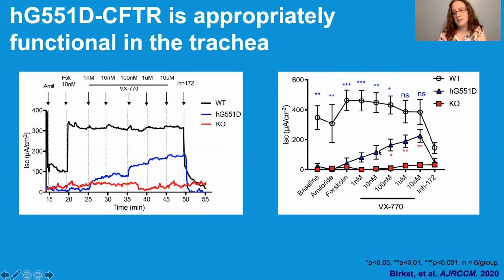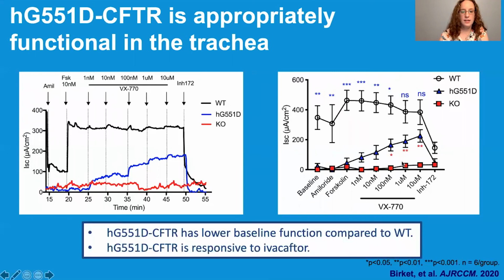When we look at the summary data on the right, we can see that in the blue, the currents become statistically significant from the knockout at about 100 nanomolar of VX770. Again, indicating that the G551D has the appropriate low baseline function compared to the wild type, and that it's responsive to ivacaftor.